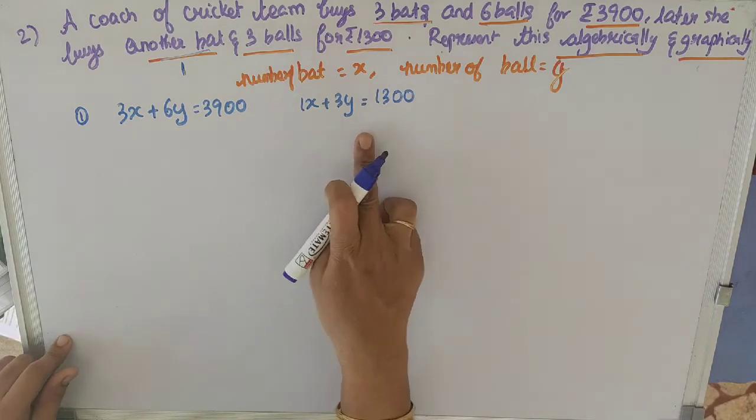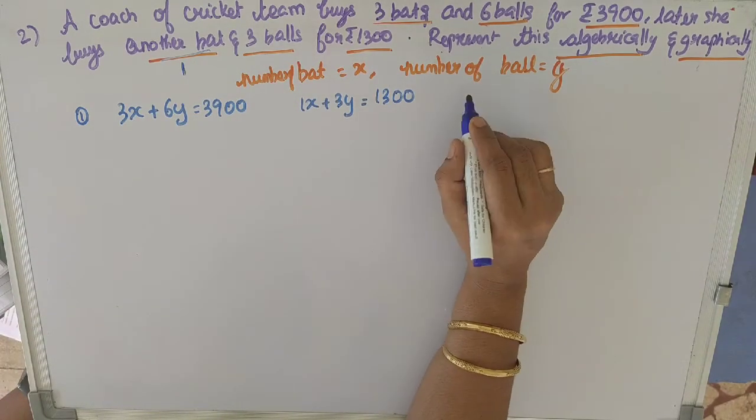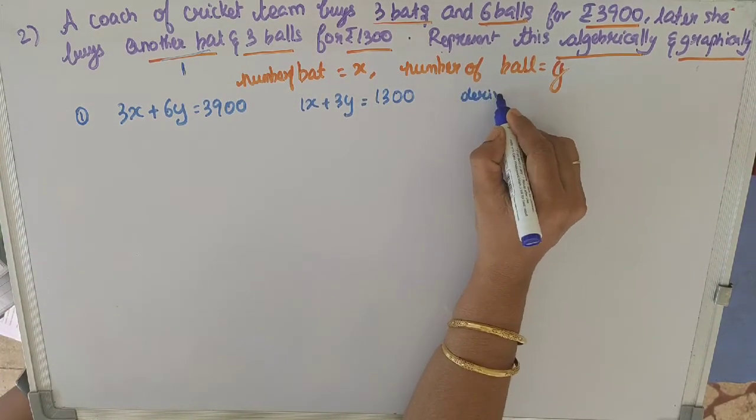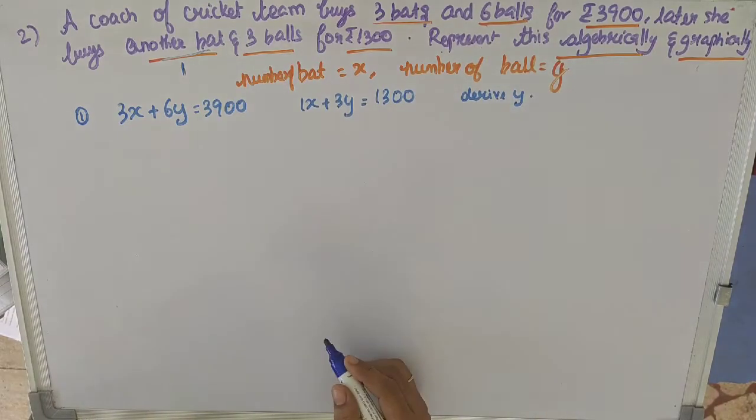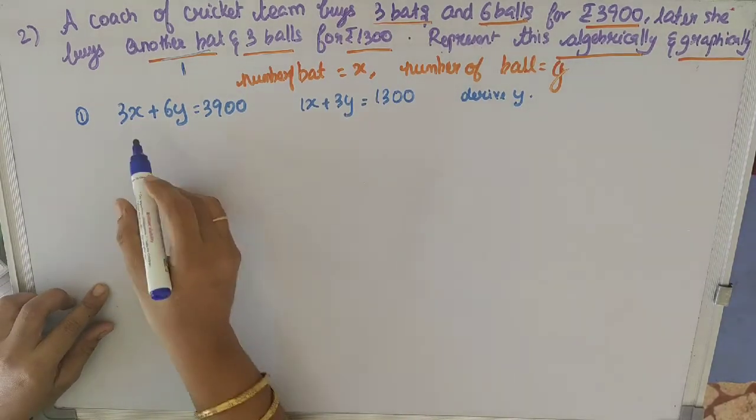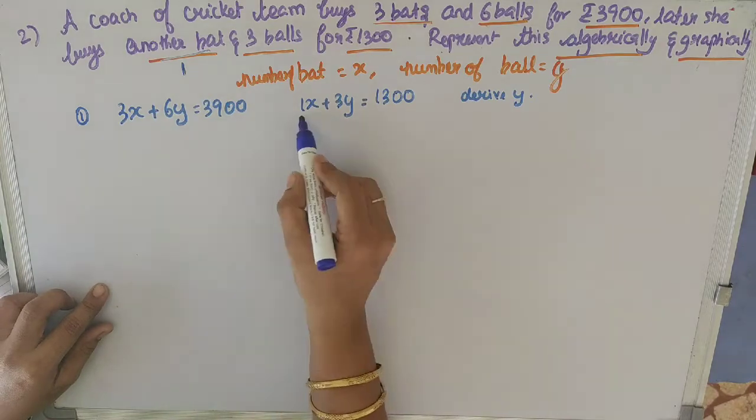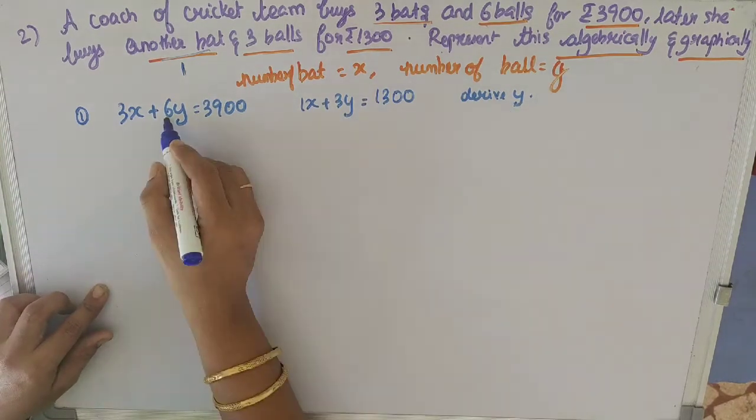Now this is the algebraic representation of this situation. That is 3x plus 6y is equal to 3,900, and 1x plus 3y is equal to 1,300. Now we have to derive y for these two equations.